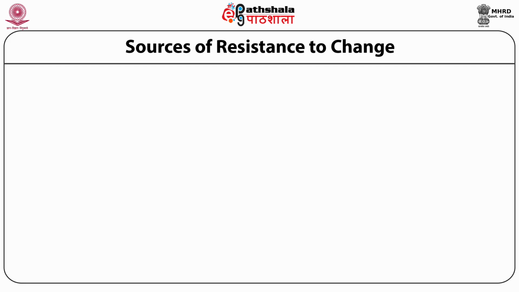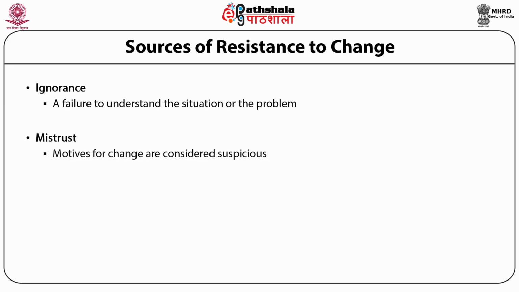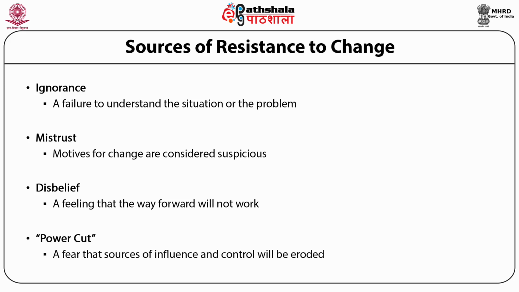So we can basically say that the sources can be classified as: first is ignorance, where you don't understand the situation. The second source can be mistrust, where you don't trust how change would be good for you. There are various motives which are considered to be suspicious. There can be disbelief, the feeling that a way forward will actually not work. Or there can be a power cut, which means the fear of losing influence, that the source and the control will be eroded during the change process.